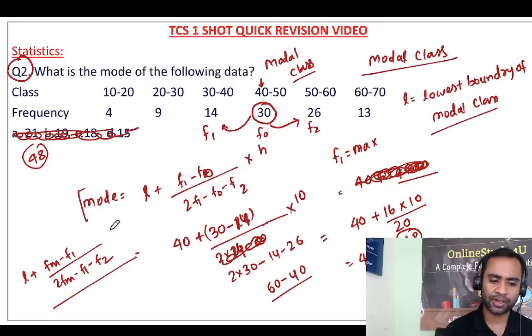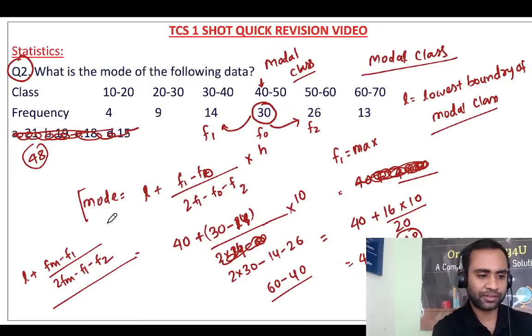I'll correct the formula as well. Why is my mobile hanging, man? Okay, because of storage. Just give me a minute.